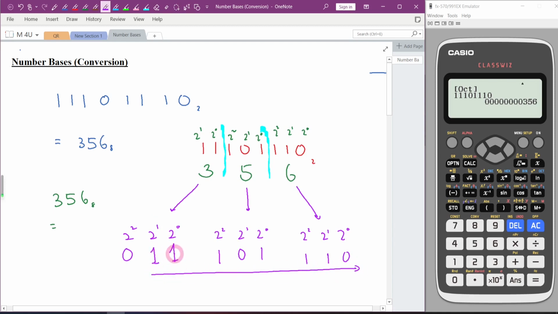So the answer is 1, 1, 1, 0, 1, 1, 1, 0, base 2. Let me double check again. Okay, this is the way how we do the base conversion from base 10 to other bases and other bases to base 10. Okay, that's all for this video. See you next time. Thanks for watching.